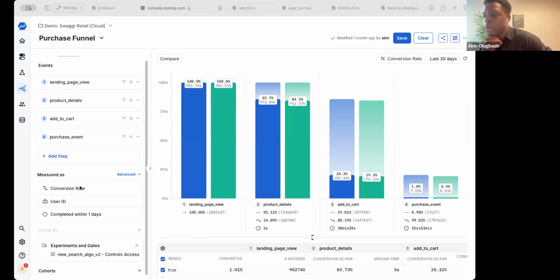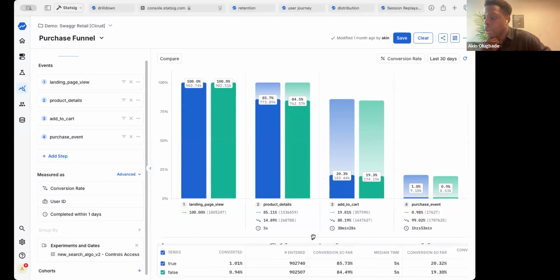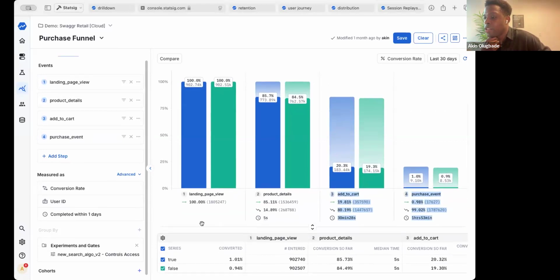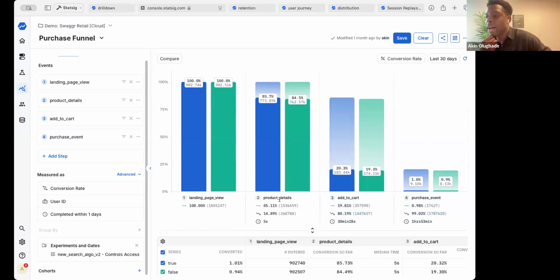In this funnel, we have a new search algorithm in our demo product, and you can see there is some 10% difference in the total conversion rate between people who don't have the new feature gate or the new search algorithm and people who do, right? So the people who do convert at 1% and the people who don't convert at 0.94%. And that's just one thing that you can do when you have these tools all together.